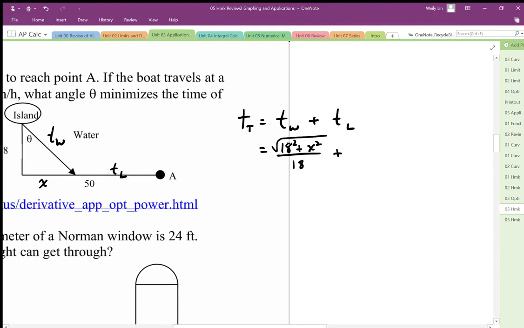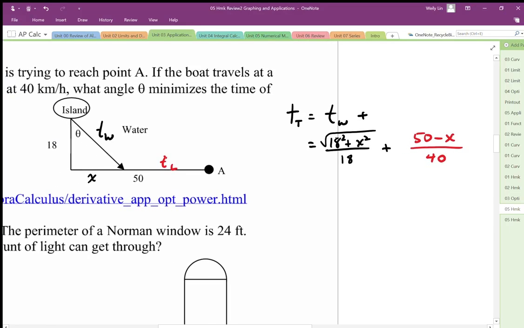So then we want to do the time on land. I'm going to do this in a different color. Time on land. The time on land is going to be the distance on the land, which is going to be 50 minus x, divided by the speed on the land. So there we go. At this point, I've come up with an equation that I can minimize based on x. Although I want to end up solving for theta, at least I've based it on x and I can figure out theta afterwards.